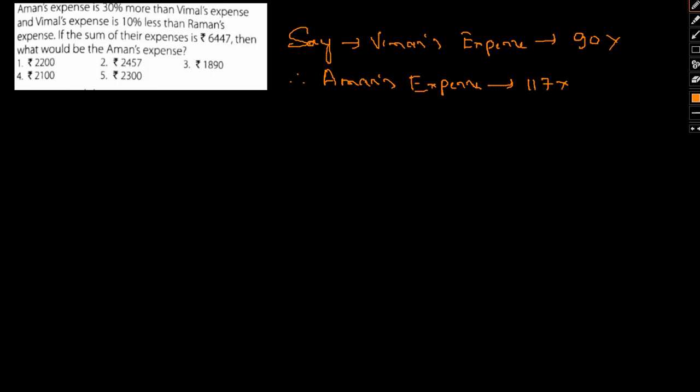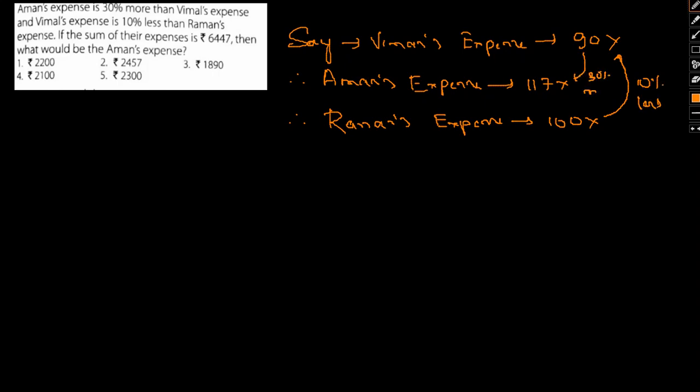Aman's expense would be 117x, and Waman's expense is 10% less than Raman's expense, so Raman's expense would be 100x. I hope this is clear, because 90 is 10% less than 100 and 117 is 30% more than 90.